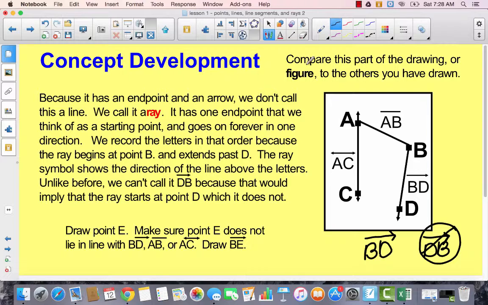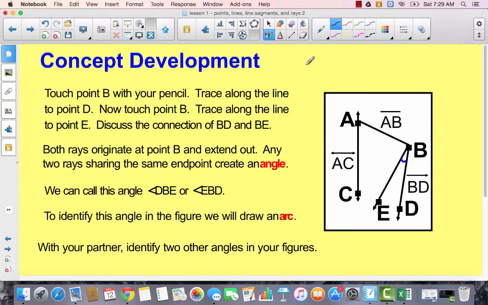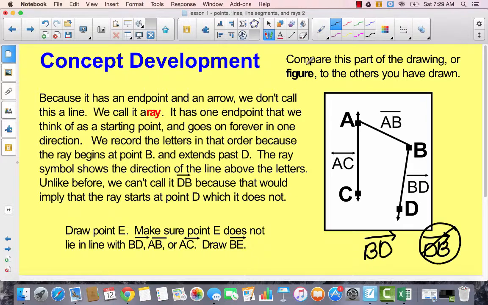Okay, so our learning target today was we would be able to identify points. We've done that. Line segments, we've done that. Lines, we've done that. And rays, we've done that. The only figure that's left is an angle. Okay, so now here's what we're going to do. We're going to create an angle. We're going to draw another point. And this point should not be anywhere on any of your line segments, and it should not be anywhere on your line. So I'm going to put point E about right here.